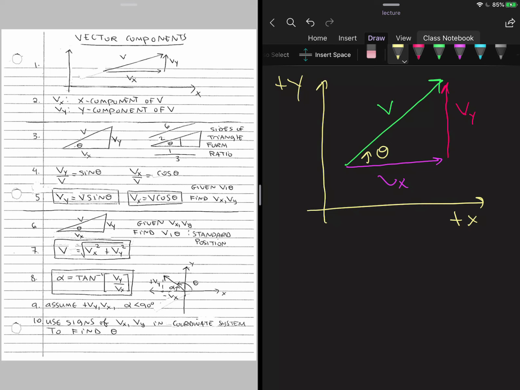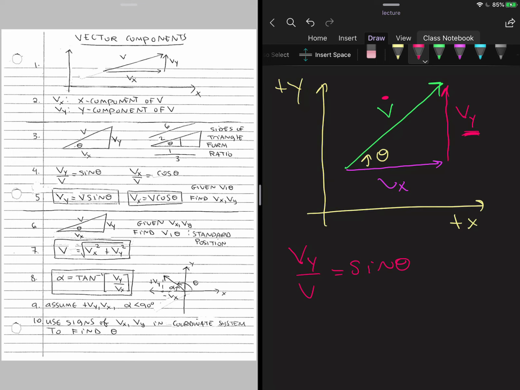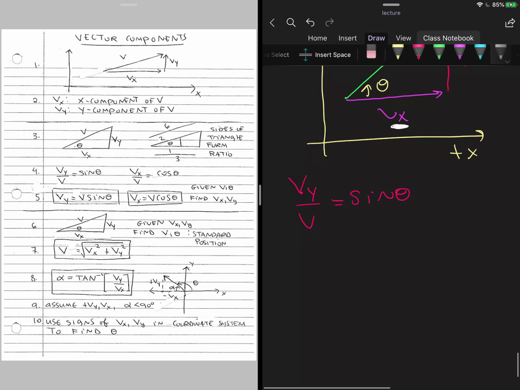All right, so the first ratio that we're going to define is the ratio of the vertical part of the motion to the hypotenuse. We're going to call that the sine of the angle. And for the next ratio, the ratio of the horizontal part of the motion to the hypotenuse, we're going to call that the cosine of the angle.